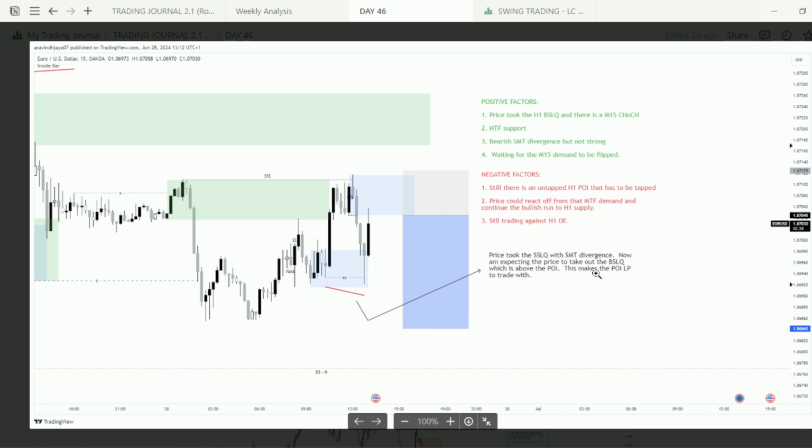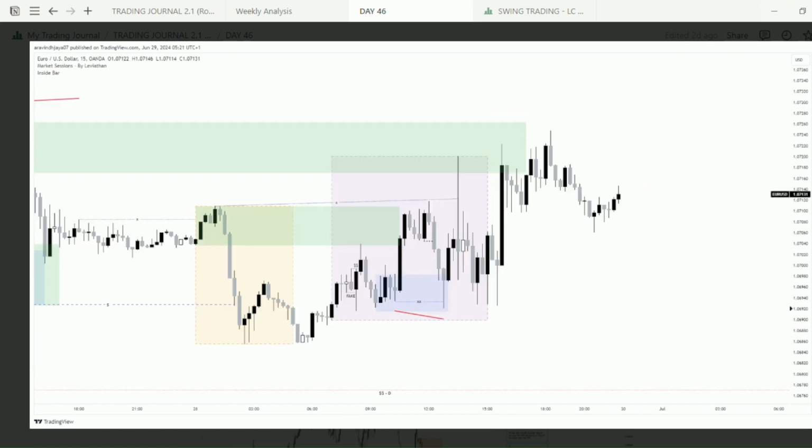I was sitting on the sidelines. Price gave a slight reaction and then boom, the news came out, 13:30 UK time I think, and price tapped this POI. Then there were no entry models because of this big candle. There are no entry models. That's it. Session over up to this.